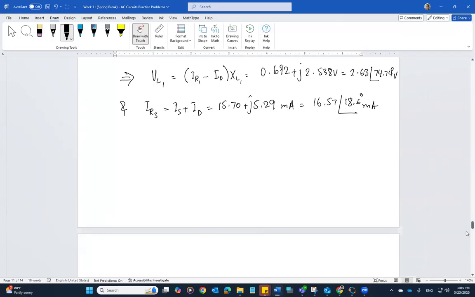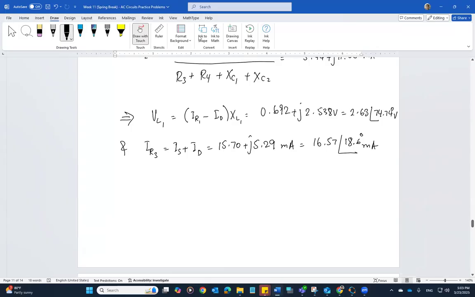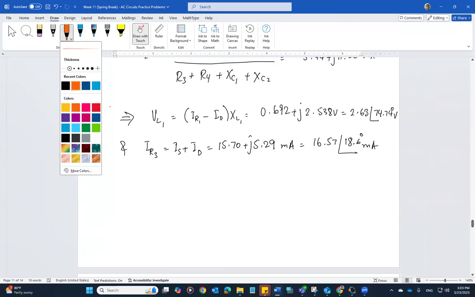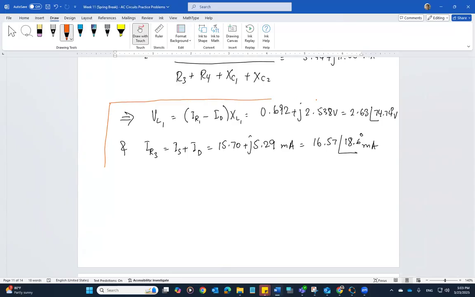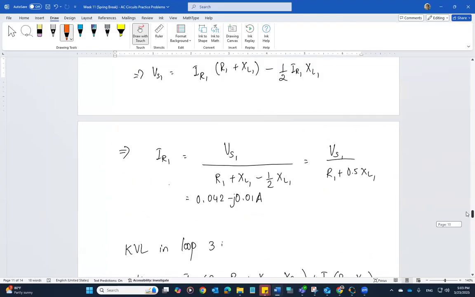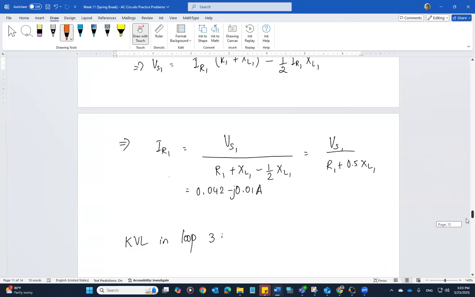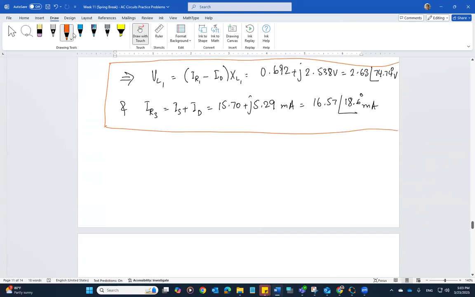All right, and now, so these are the values in the phasor form, but we also have to represent these values in time domain when the frequency is given to us. And the frequency that is given to us is 60 hertz. Since f is equal to 60 hertz, omega is equal to 2 pi f, which is going to be 120 pi radian per second.